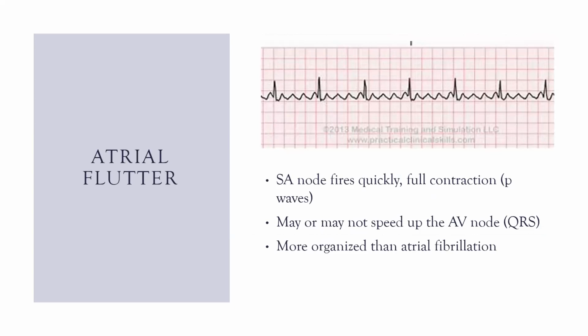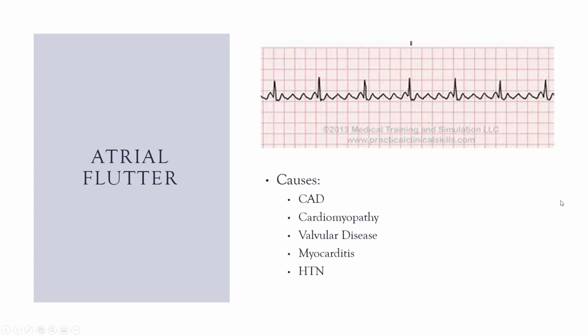The next one is atrial flutter, and this one more looks like a sawtooth pattern. So the SA node does fire quickly. There are typically a full contraction, which is why this looks more like a normal P wave. Okay, so you see these are just lots of P waves in there. It may or may not speed up the AV node, so you may have a normal ventricular rate, or again, you can have a fast ventricular rate. This is a lot more organized than atrial fib. You can tell it's a lot more put together.